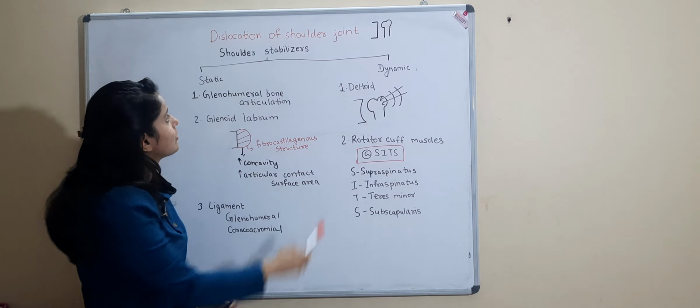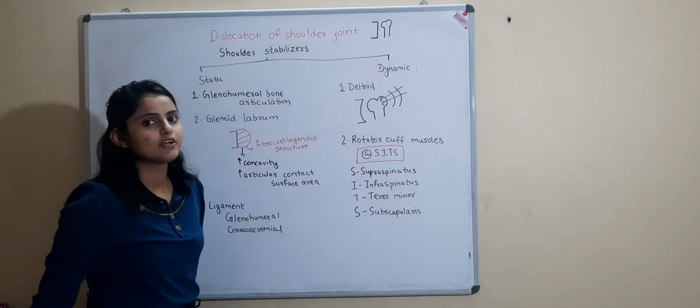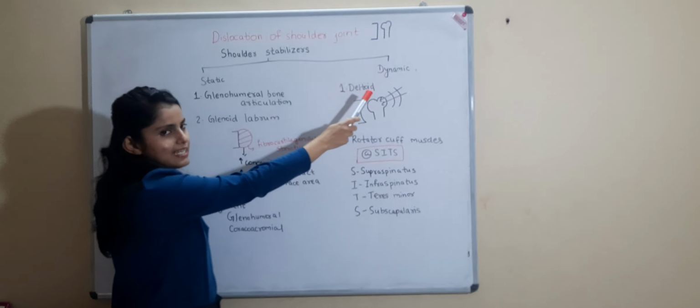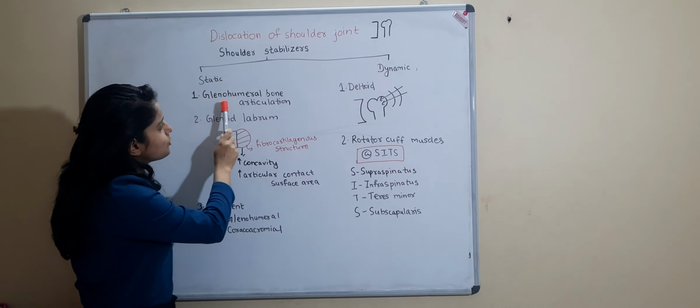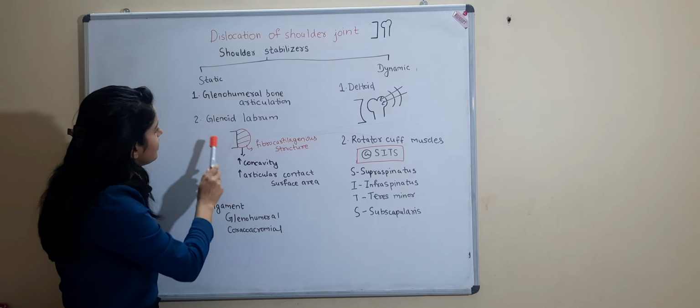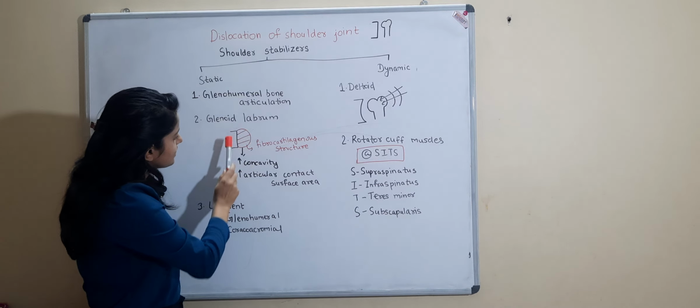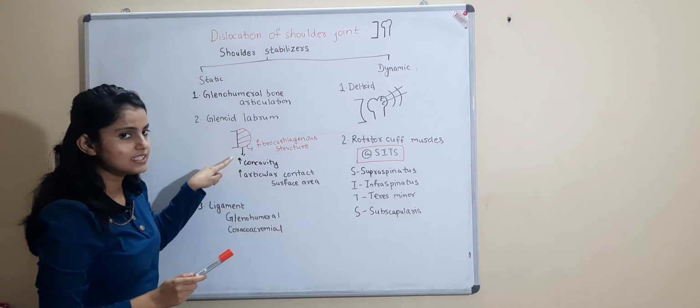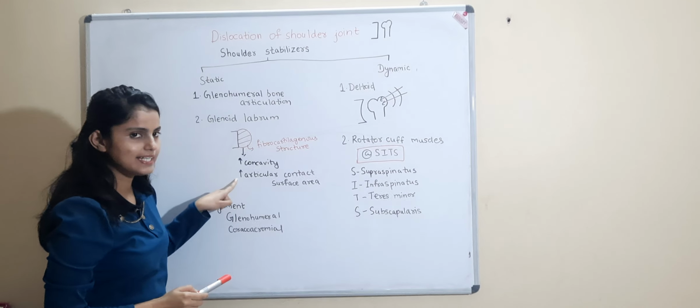Today I shall be talking about dislocation of shoulder joint. For that we have to study shoulder stabilizers, static stabilizers and the dynamic stabilizers, glenohumeral bone articulation, glenoid labrum. This is the glenoid, this is the labrum. This is the fibrocartilaginous structure which increases concavity and increases articular contact surface area.